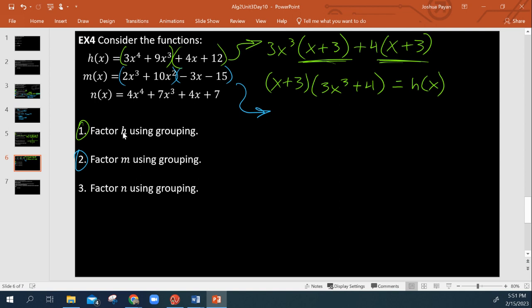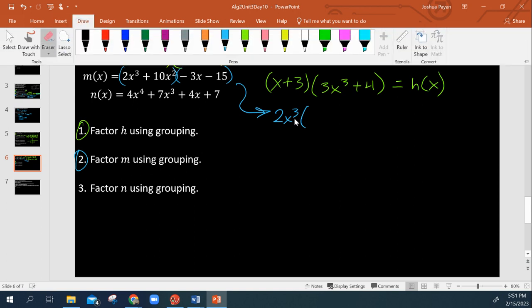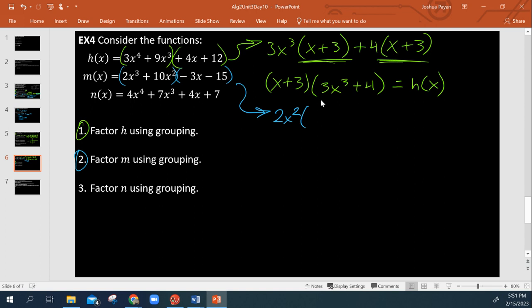So on the left, right here, I can factor out at least a 2x squared. Whoops, I said third. I can factor out a 2x squared. Okay, so that's going to leave me with x plus 5. And then over here, I can factor out a negative 3, and that's going to leave me with x plus 5.